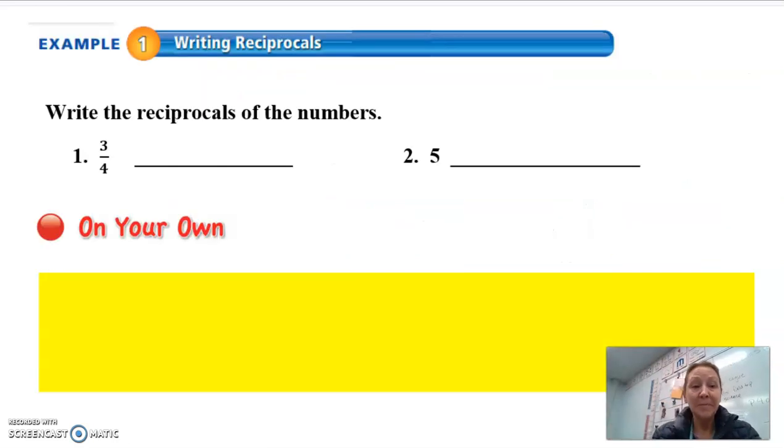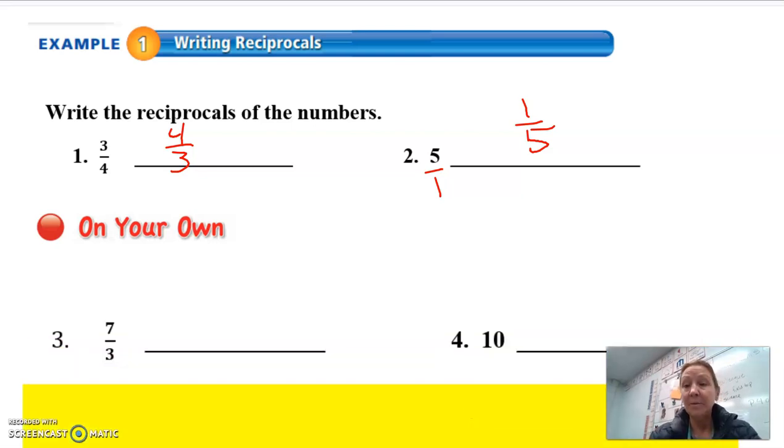Okay, so here we go. Write the reciprocals of the numbers. This is an example. The reciprocal of 3/4 is 4/3. The reciprocal of 5, if I put it over 1, is 1/5. Now I have 2 on your own. I want you to find the reciprocals of those numbers. Pause the video and then check your work.